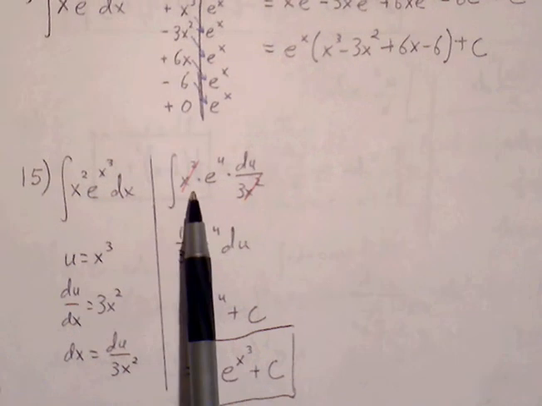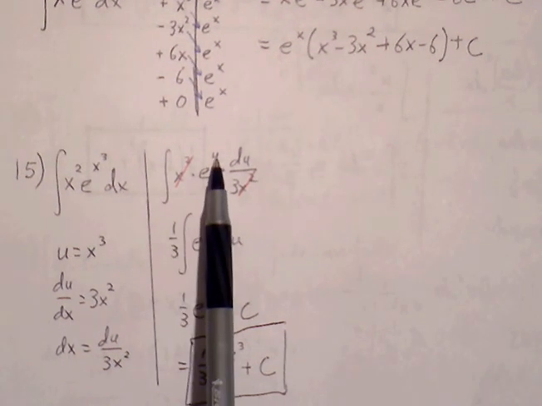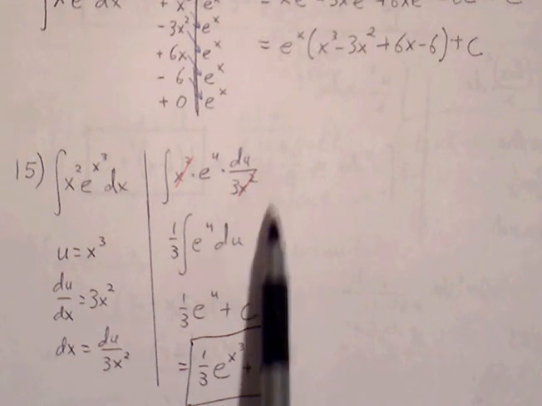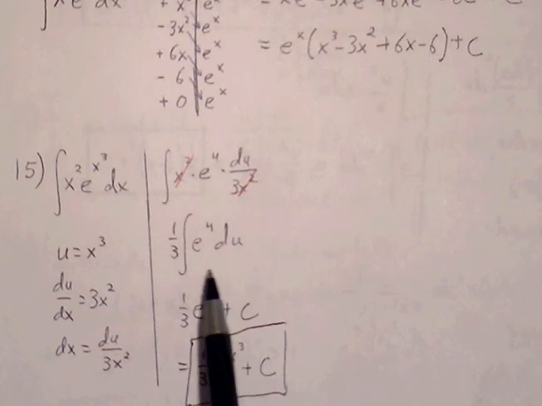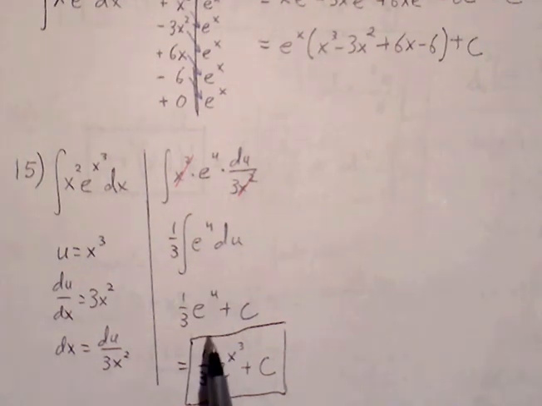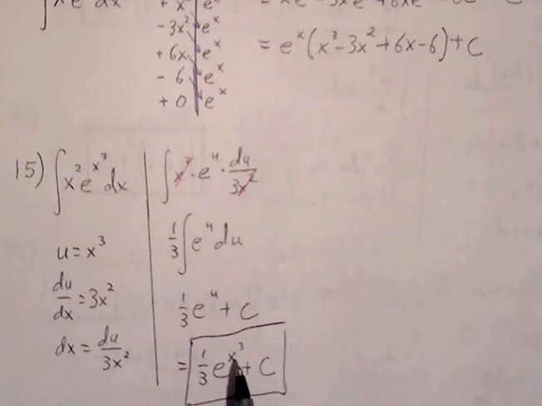Okay, so the x squared stays initially. E to the u, x cubed gets replaced with u. Dx gets replaced with du over 3x squared. And then the x squared cancels out nicely. 3 is a coefficient that we can pull out in front. And then we're left with the integral of e to the u du. And we know there's a rule for e to the u, which is simply e to the u plus c. So we found our integral and replace our u value back in terms of x.